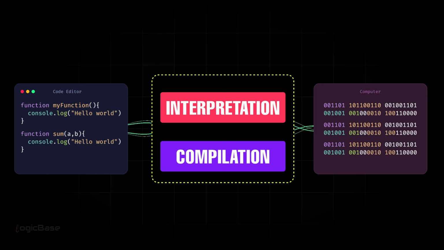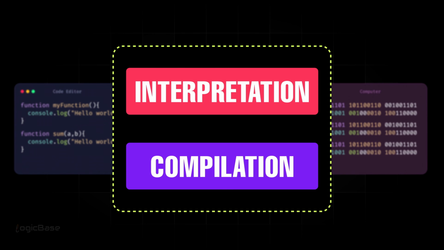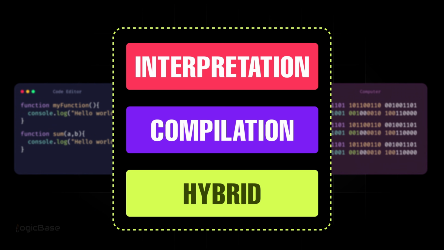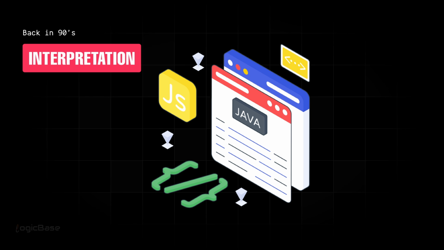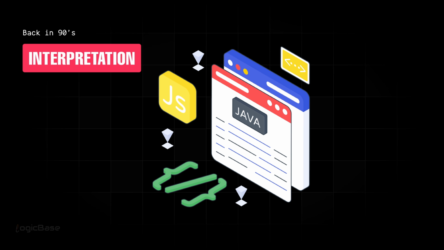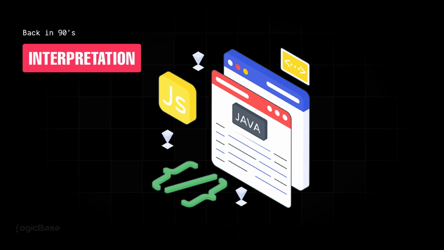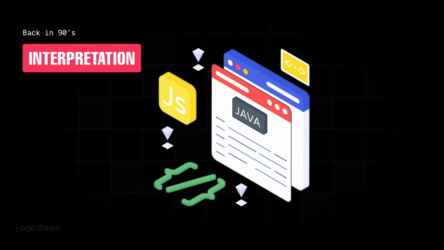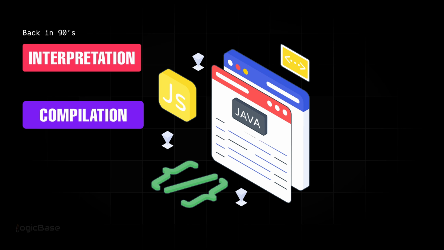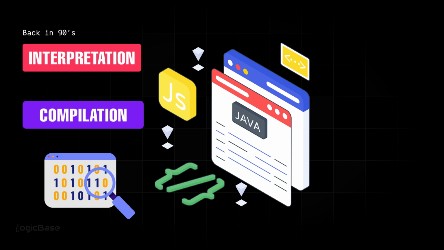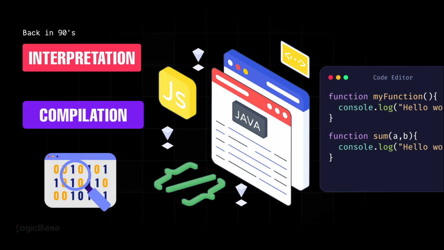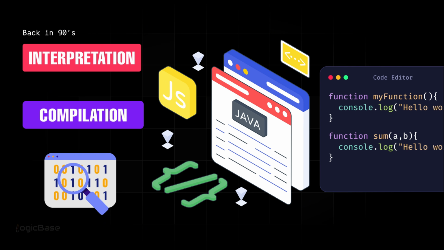There are three main ways to perform this conversion: interpretation, compilation, and the number three is a hybrid approach, a mixture of both. Back in the 90s, JavaScript used to be a purely interpreted language. But in recent times, modern JavaScript engines use a combination of both interpretation and compilation to translate code into machine language. The language itself hasn't changed. It's still that JavaScript, but the way it's implemented has evolved dramatically.